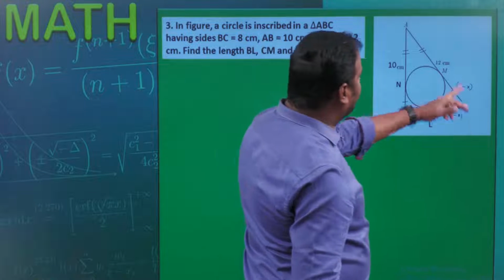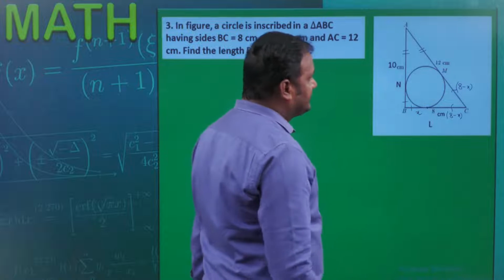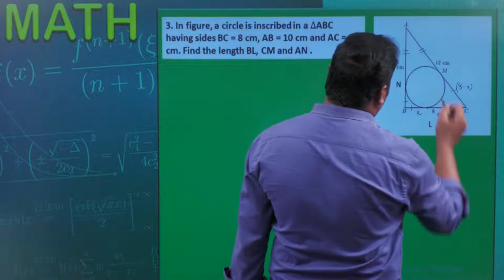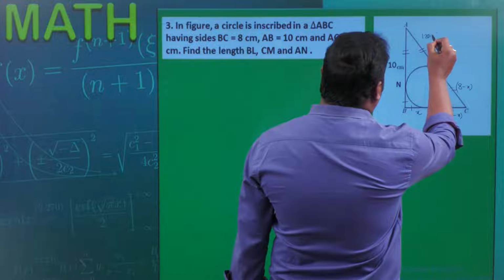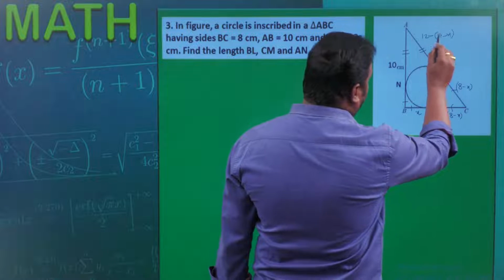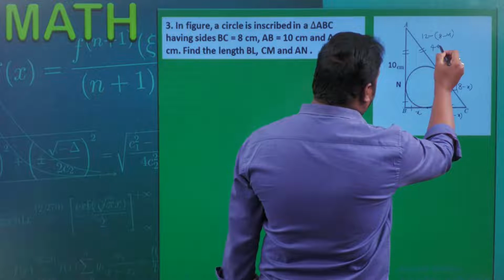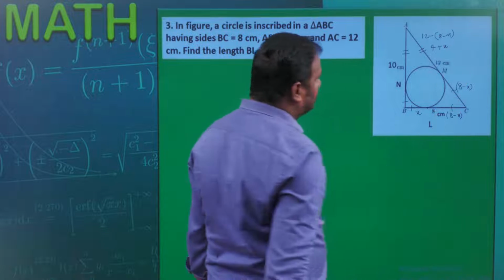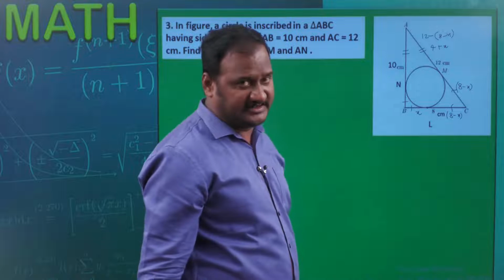And this total length of CA is equal to 12 centimeters. Then MA is going to be 12 minus of 8 minus x. What is 12 minus of 8 minus x? 12 minus 8 is equal to 4. Minus of minus is equal to plus x. So the length of AM is equal to 4 plus x.